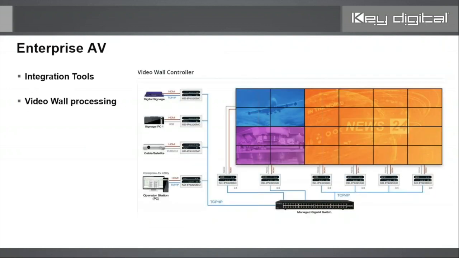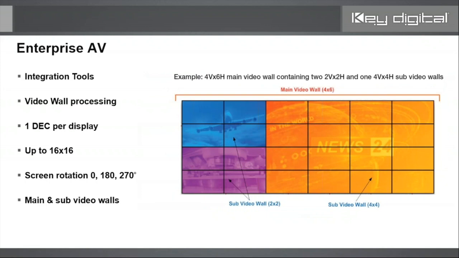And that brings us to the video wall processing. As you could see from the operations center or big digital signage applications, video wall is now very, very popular. And you could build large video walls up to 16 by 16 with our system. It requires one decoder per display, and we do support screen rotation of 0, 180, or 270 degrees. And you could even break up the main video wall into sub-video walls like we're showing here with the blue, purple, and orange area, each showing unique content.